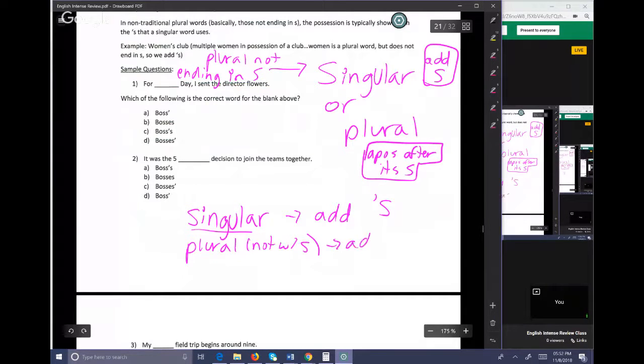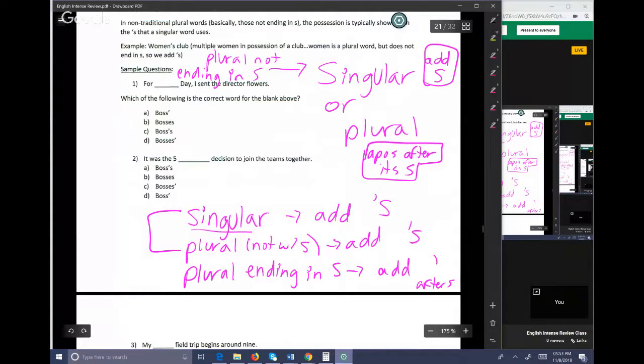And again, those two, so I'm going to put a bracket to join them together. Those function exactly the same. So a singular word with or without an S at the end, and a plural word without an S at the end, we're going to have apostrophe and then S. A plural ending in S, we're going to add an apostrophe after that S. Those are the three possibilities.